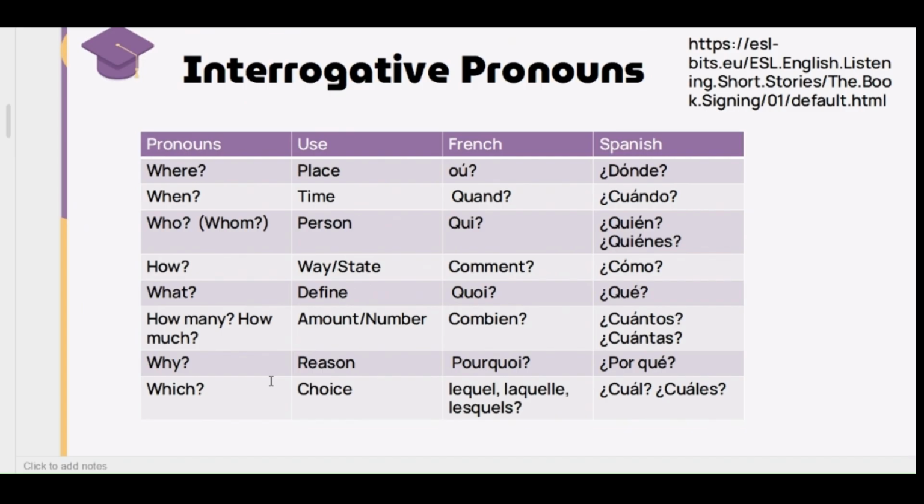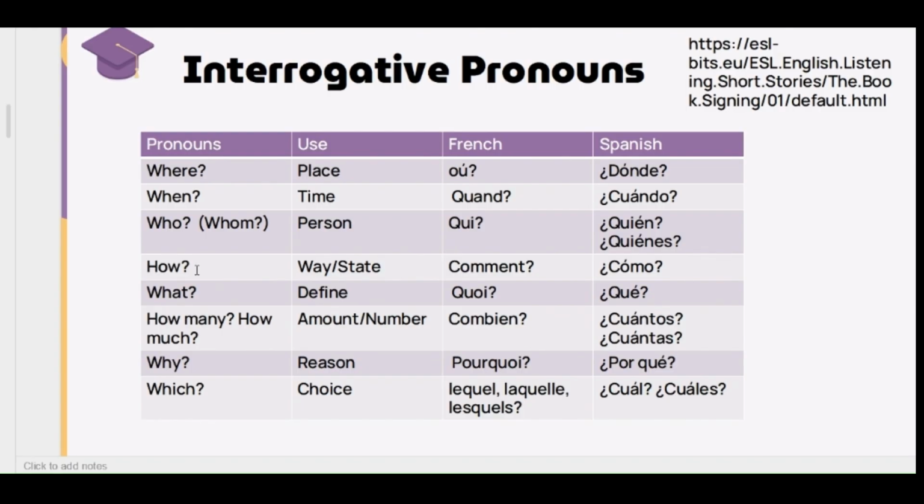And the last thing that I'm going to share with you are the interrogative pronouns. So remember, where is for place when you want to know the place. And I also have the translation for you over here. So it's like when you say donde in Spanish. When is for time, so it's like cuando. Who or whom is for the person, so it's like quién or quiénes. How is like the way or the state of something, so you say como. What is to define something, so like in Spanish when you say que, it's what.